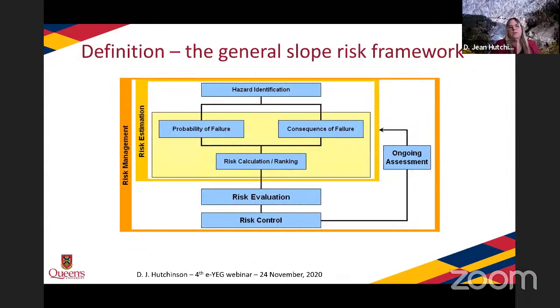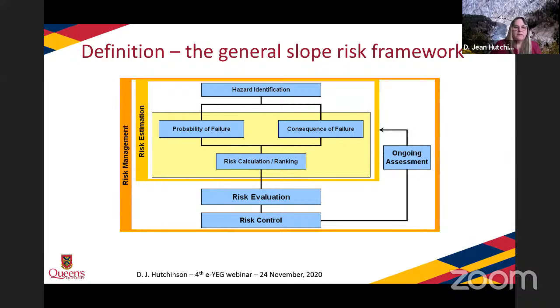In general, for slopes, a risk framework can be defined as you see on this diagram. This is highly simplified, but what you see at the top is hazard identification and then an assessment of both the probability and the consequence of failure, leading to a calculation about the risk level. We do an evaluation of the risk, and then we determine whether risk control is required. Important on this is the fact that there's an ongoing assessment and a feedback loop into the upper level of the diagram as time goes on.